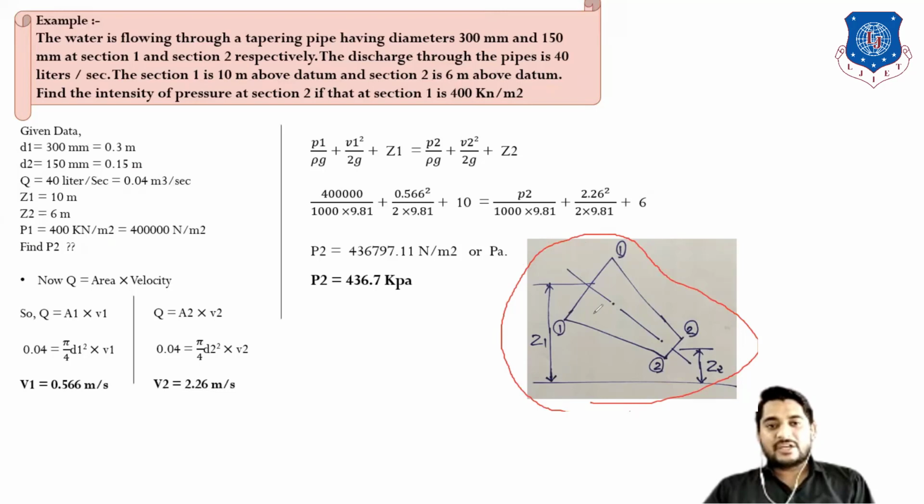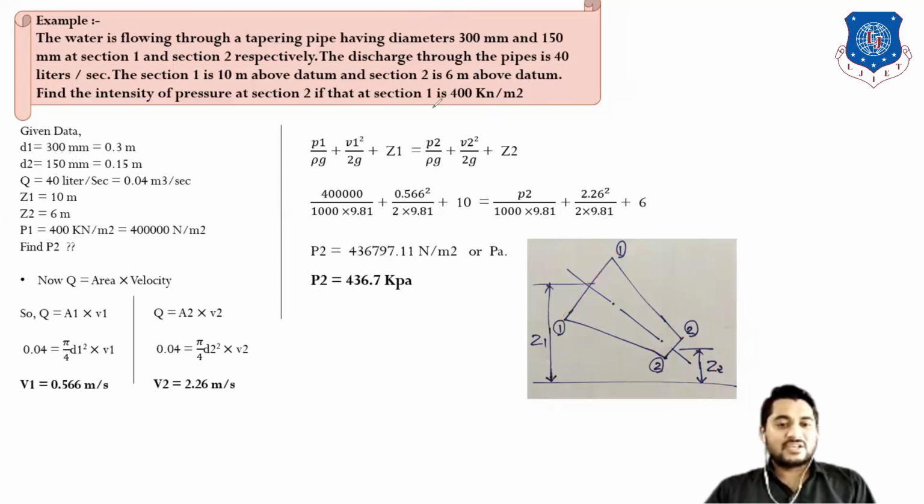So here it is one pipe as shown in sketch. Here Z1 is 10 meter, Z2 is 6 meter. Now cross-sectional diameter at section 1 is 300 mm and at section 2 diameter is 0.15. This is a single pipe, so discharge will remain same throughout all the cross-sections. So discharge is 0.04 meter cube per second through this pipe. We have to find out pressure intensities at this point P2. Clear? So let us use Bernoulli equation simply.